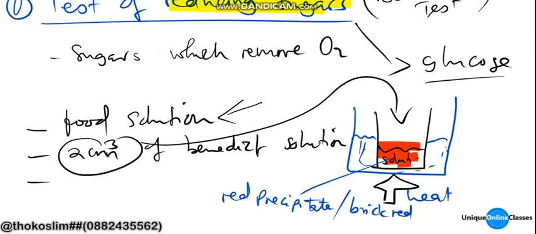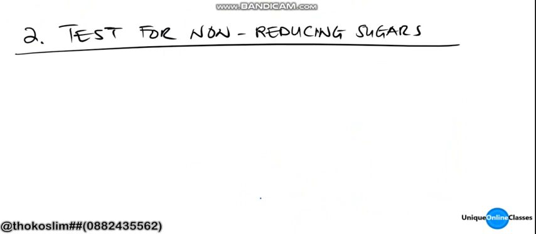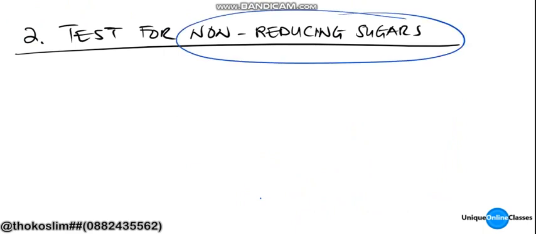If the solution changes color from blue, normally Benedict is blue, to red precipitate or brick red, it means the food contains reducing sugars. But if it doesn't change color and just remains blue like that, it means the food substance does not contain reducing sugars. So the opposite of reducing sugars is non-reducing sugars. So let's now see how we can test for non-reducing sugars. Reducing sugars remove oxygen from Benedict solution; these ones, they don't remove oxygen.